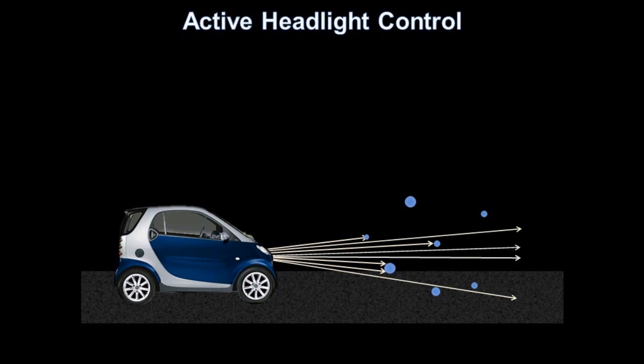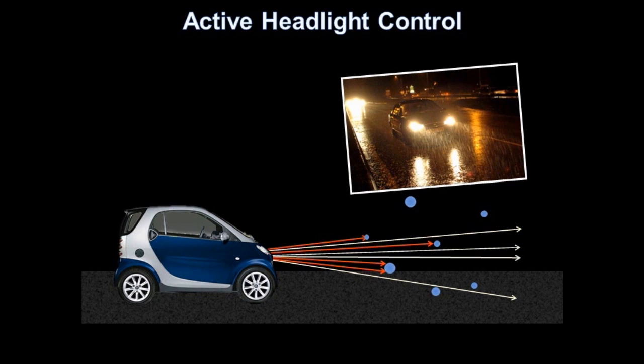This illustration demonstrates our basic idea. The car's headlights illuminate the scene, and some light rays intersect drops. These illuminated drops will appear as bright, flickering, distracting streaks.